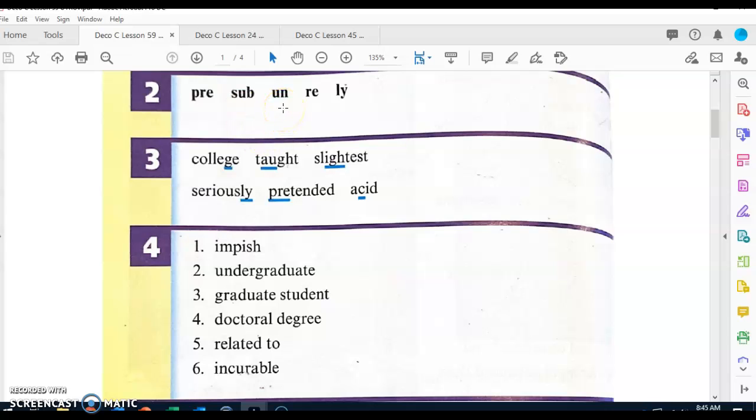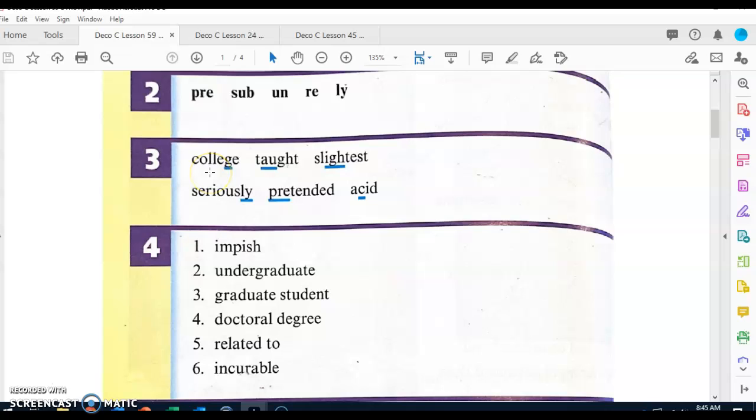Touch the letters UN. What's one meaning of un? Get ready. Not. Touch the letters RE. What's one meaning of re? Get ready. Again. Next word. Touch the letters LY. What's one meaning of lee? Get ready. How something happened.